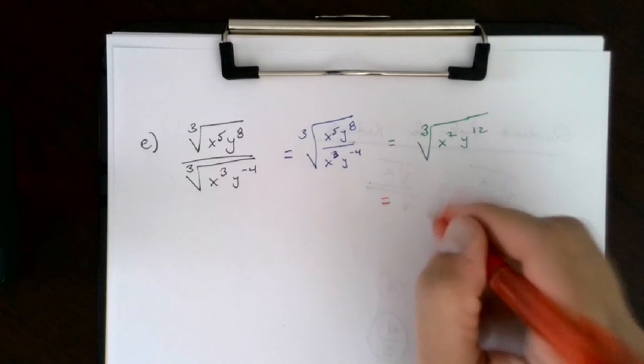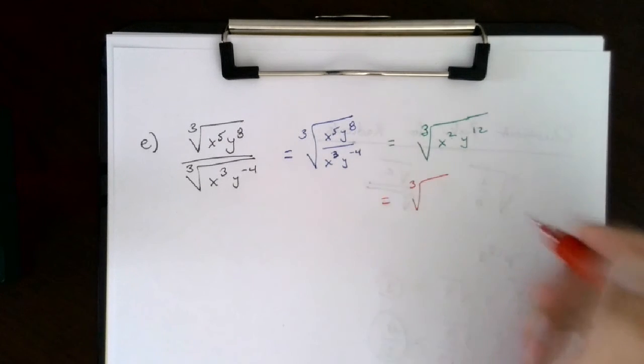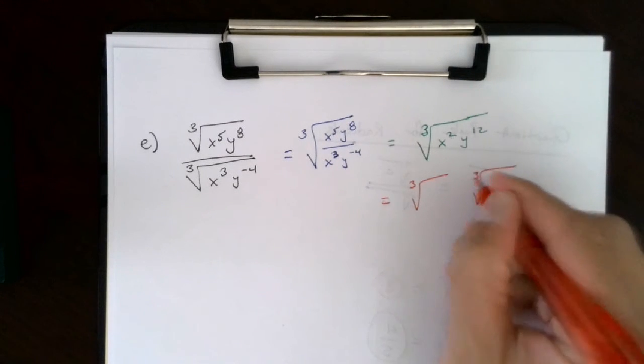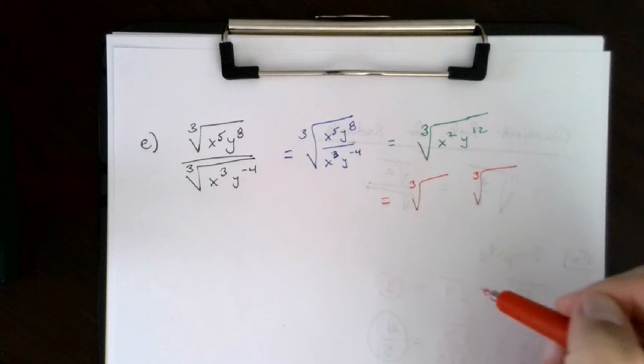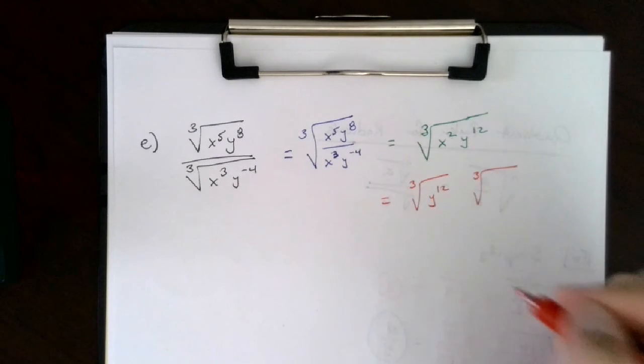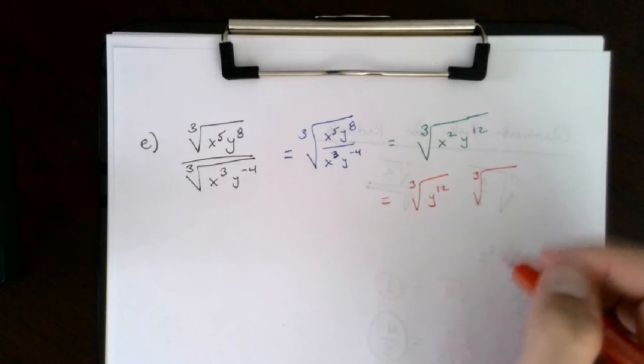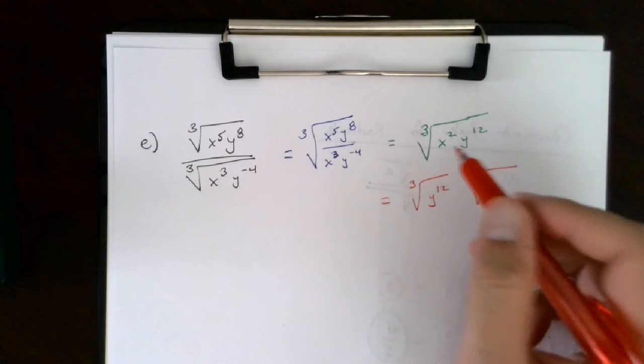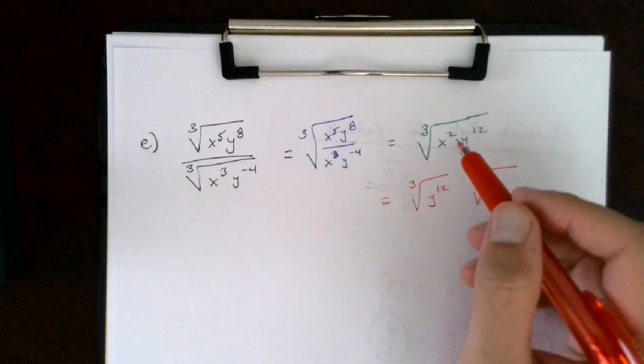So I'm going to just organize. I'm going to put the highest perfect cube factors in the first radical and then the non-perfect cube factors in the second radical. Since y to the 12th is a perfect cube, I'm going to put it right in here. I'm not evaluating it yet. I'm just doing this to organize. X squared, right, is not a perfect cube. Does it have a highest perfect cube factor?